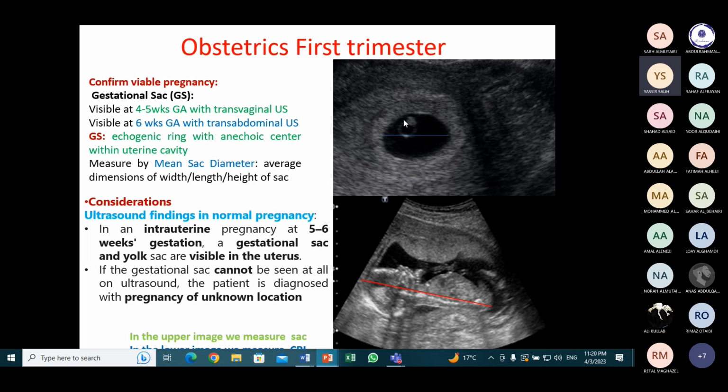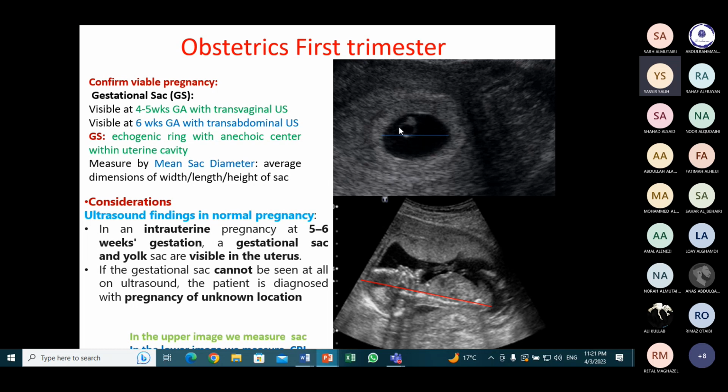The first sign of pregnancy is the presence of this sac, which is called the gestational sac, like a cyst. This gestational sac is the first sign of pregnancy that can be seen by ultrasound. This gestational sac can be seen by transvaginal ultrasound at 4 to 5 weeks, and by transabdominal ultrasound it can be seen around 6 weeks. So by transvaginal ultrasound you can detect this cyst, which we said is called the gestational sac.